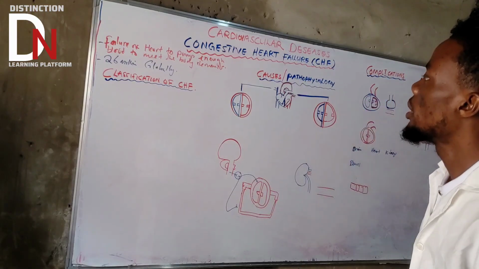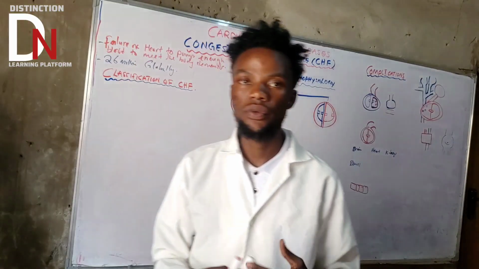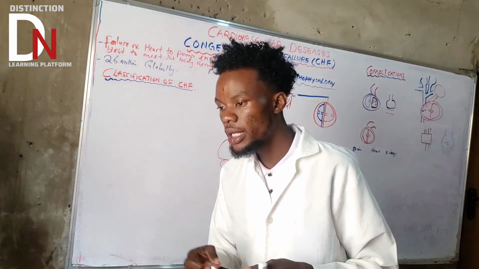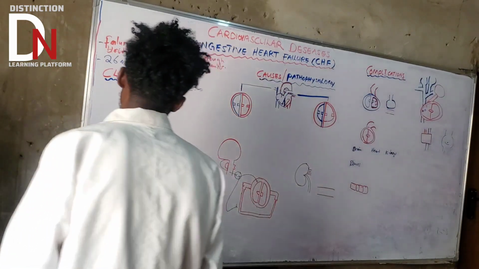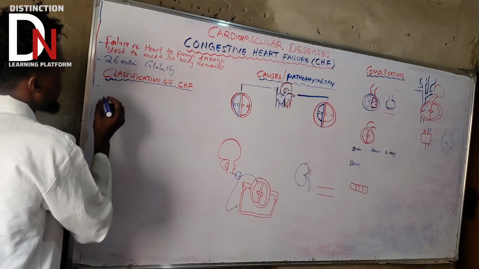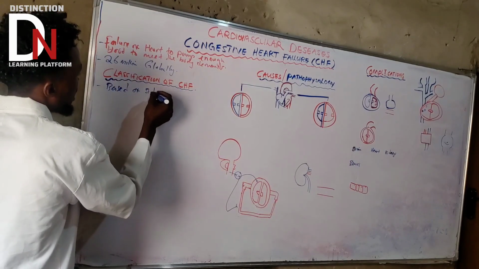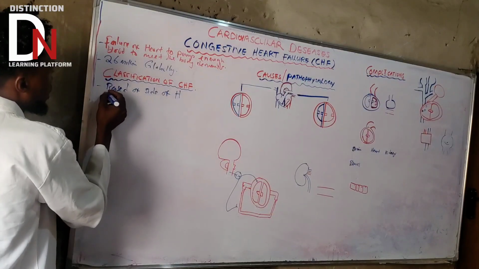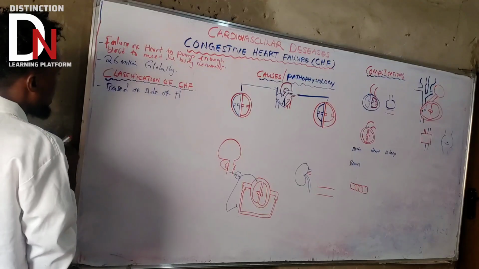Okay. Now, how can you classify CHF or congestive heart failure? You can classify CHF based on different things. The first important part is based on the side of the heart affected. Let's just say capital H, which is heart. It can be right heart failure or left heart failure.